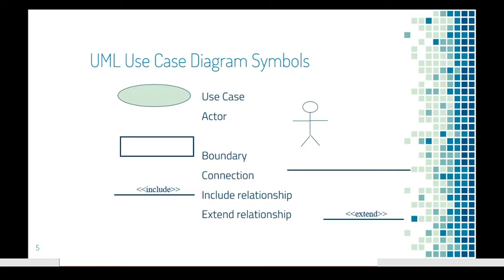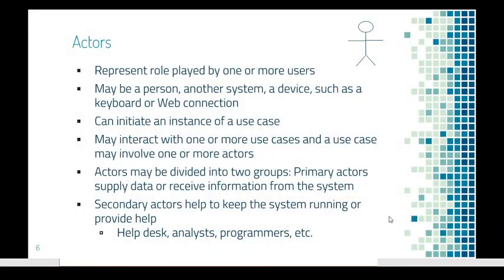It has different symbols. Now let's have it one by one. So the first symbol is the use case, this one. Another one is the actor. And this one is the boundary. And this one is the connection. And then we have the include relationship and the extend relationship. Now let's discuss it one by one.